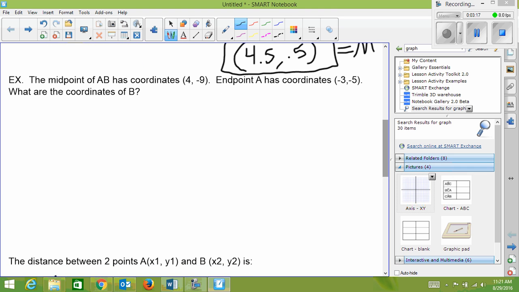The midpoint of AB has coordinates of 4, -9. So now they're giving you the midpoint. They're giving you the answer. And they're saying that endpoint A has coordinates of -3, -5, so you have that one. And then it says, what are the coordinates of B? So you got to figure out what the other point is on this one.